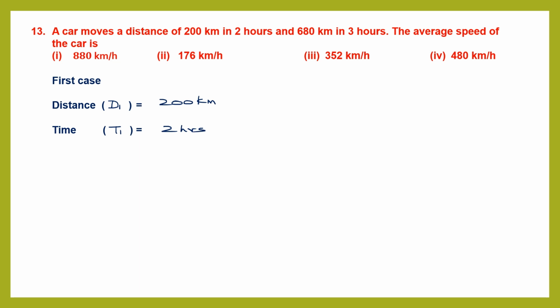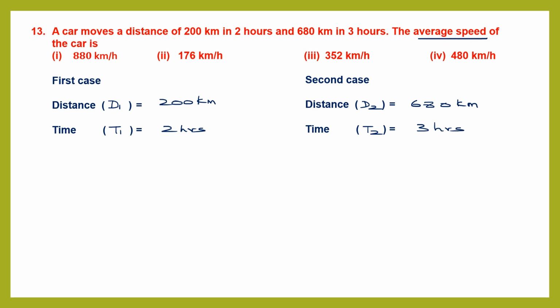Now, in the second case, distance is given to us, that is D2, which is 680 kilometers. We're also given the time, which is time 2, and that is 3 hours. Now we are asked to find the average speed. Now, how do we find the average speed? Average speed will be the total distance. That means D1 plus D2 divided by time. Speed is distance by time, isn't it? So total distance by total time, that is T1 plus T2.